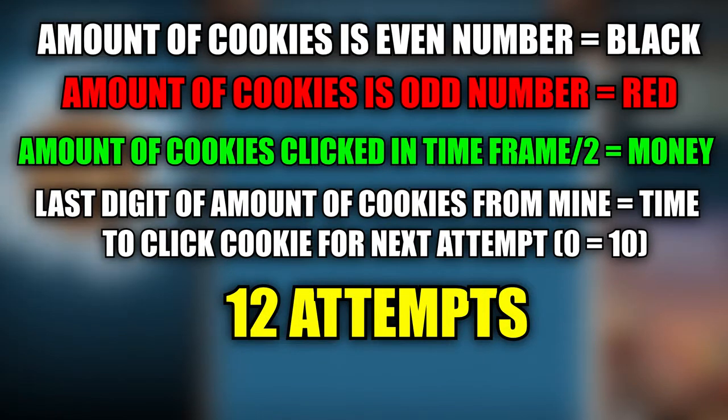I'm gonna do a little more explaining for these rules because they're a little more complicated than we've done in other money-making videos. For any even number of cookies that I land on, we'll be putting our money on black. For any odd number, we'll be putting it on red. The amount of cookies I'm able to reach, divided by two, will be the amount of money we'll be putting up for each attempt. And we'll be doing 12 attempts total. So there will be plenty of opportunities to either make some money or lose a lot.